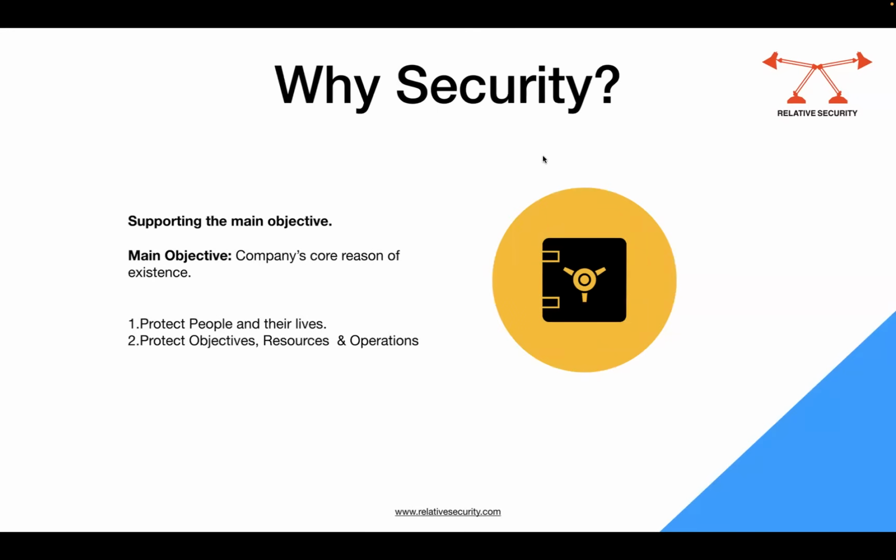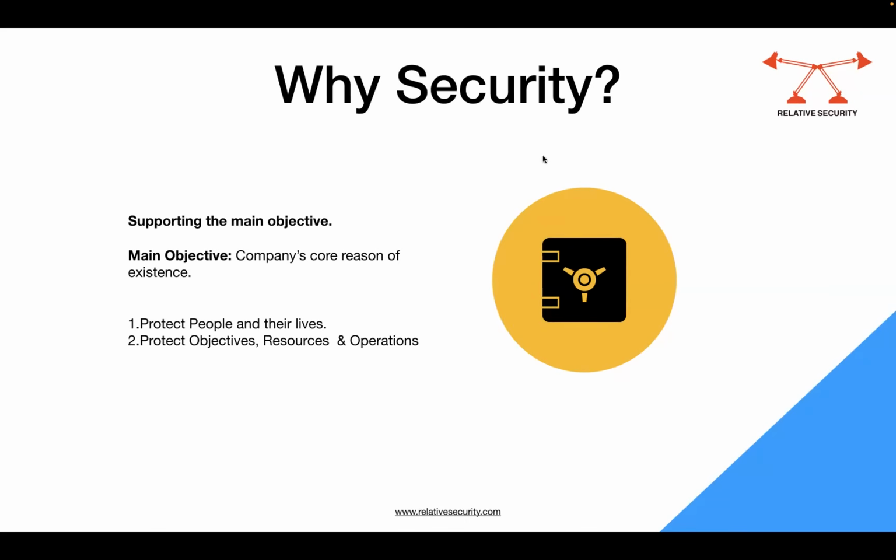Now, the main objective of any company would be the main core reason of their existence. Could it be their product? It could be their service that was discussed before. It could be some other organization. It could be a government agency. A government agency interacts with the people, or provides services to the people. They're not for profit. It could be any other organization.